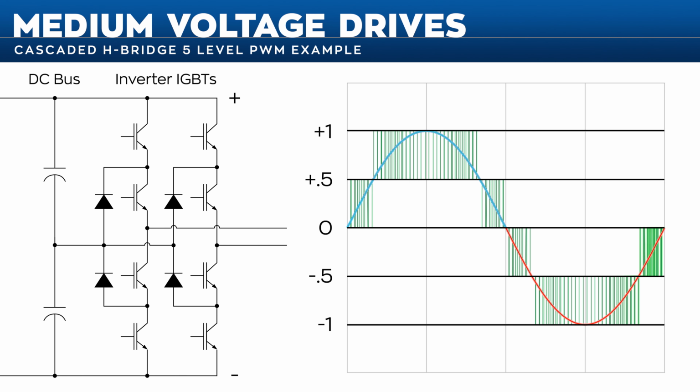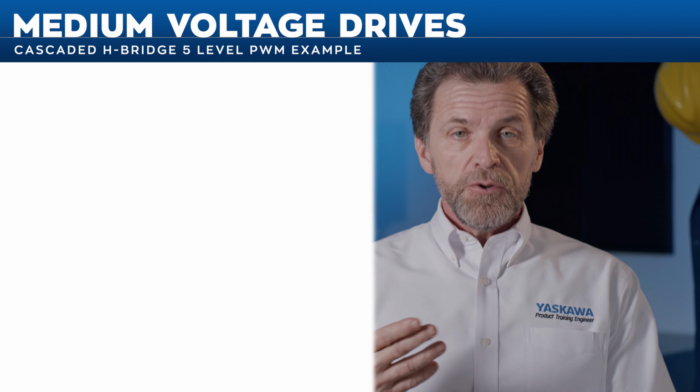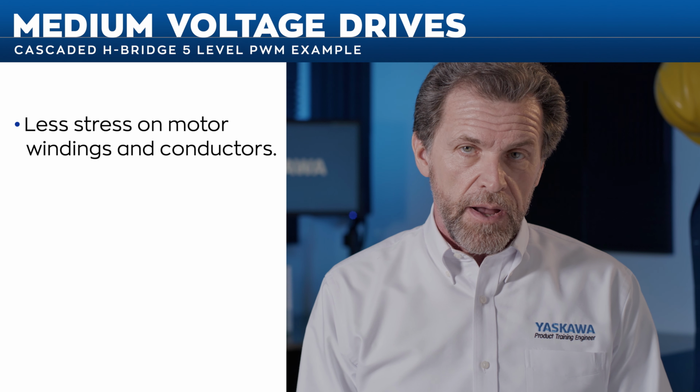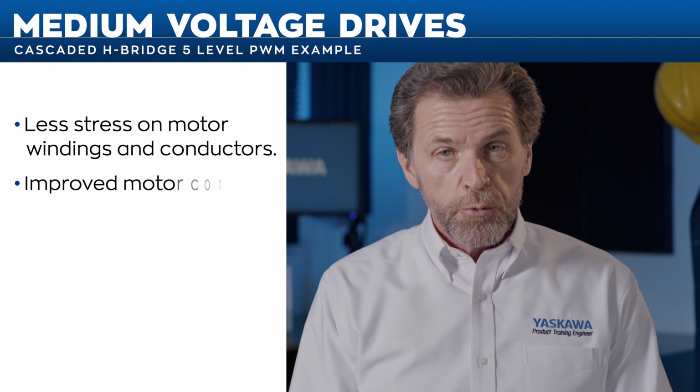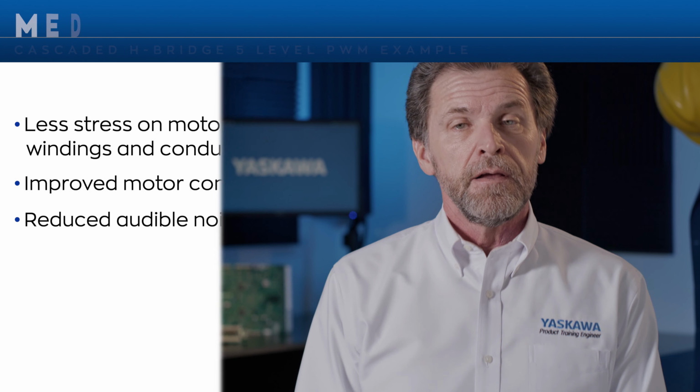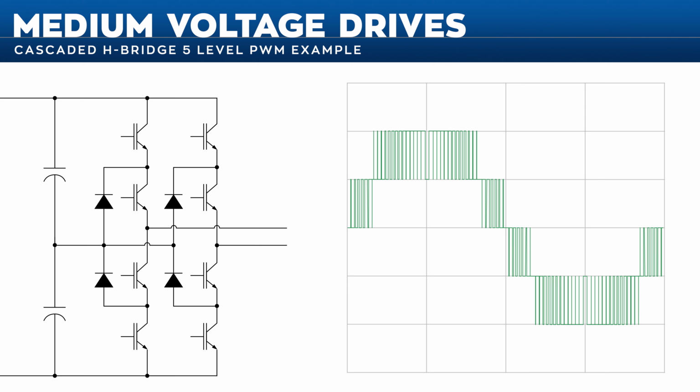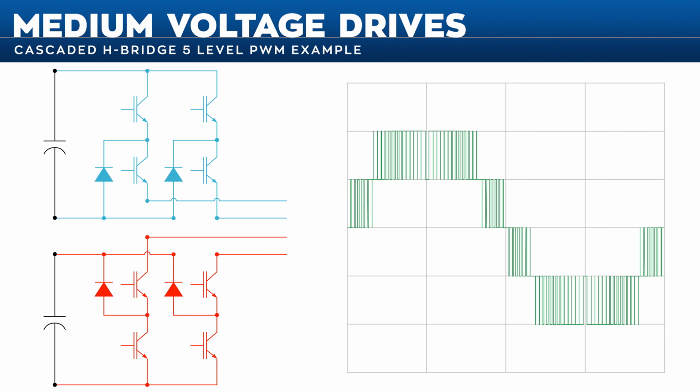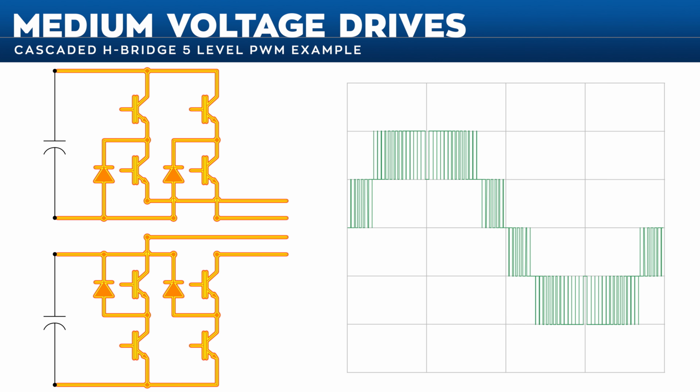The smoother waveform has many advantages, including less stress on motor windings and conductors, improved motor control, and reduced audible noise. So how does this magic work? A 5-level drive uses 2 3-level power sections, and this means that there are 2 independent banks of DC bus capacitors, and the output is switched by 2 independent sets or bridges of IGBTs.